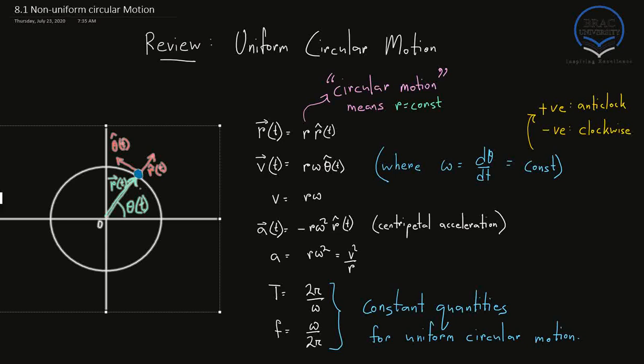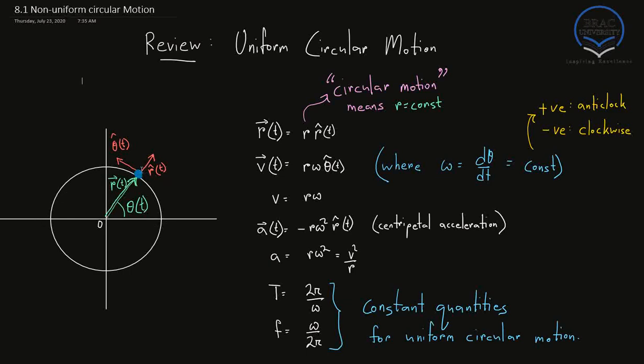Alright, so we've been looking at a special type of motion called uniform circular motion. We have a particle that's moving along a circle. It could be moving clockwise or anti-clockwise. But what circular motion means is that it moves with a constant radius about some point, right? We chose the axis such that the origin is at the center of this motion.